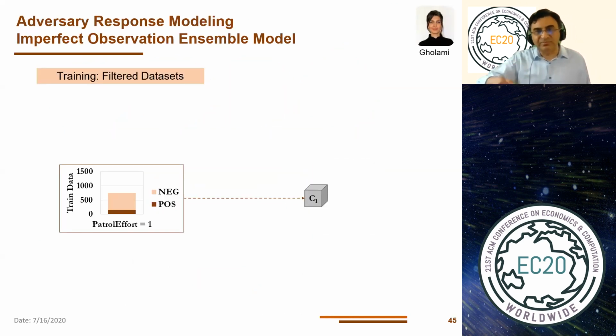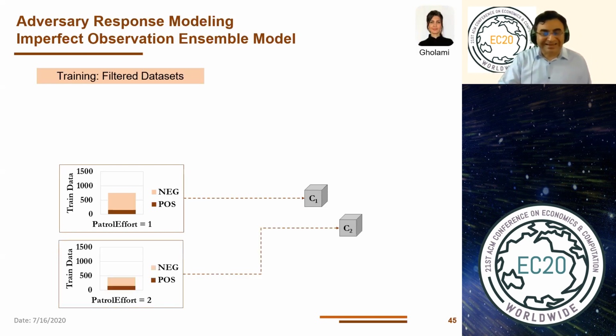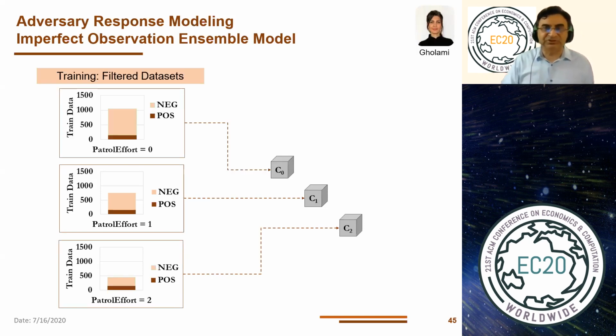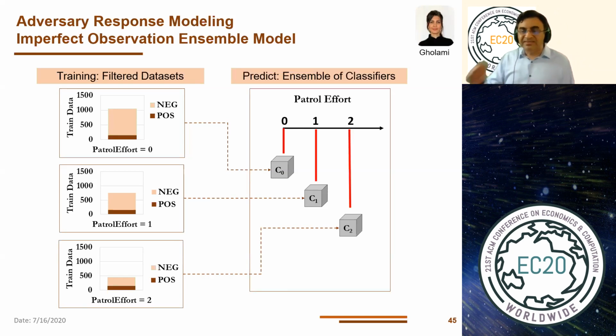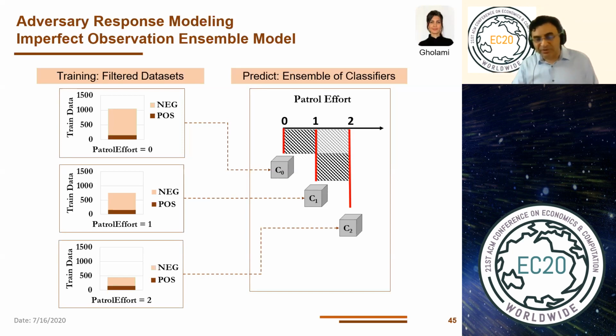So to handle this, we created this imperfect observation ensemble model. We create multiple filtered data sets. For example, in this filtered data set, we remove all negative instances where the patroller has walked less than 1 kilometer. We don't trust that data. Here, when a patroller has walked less than 2 kilometers, we remove all those negative instances. And for each of these filtered data sets, we construct a classifier. Then at test time, when we get an instance where a patroller has walked less than 2 kilometers, the first two classifiers will apply. More than 2 kilometers, other classifiers will come into the picture, and so forth.